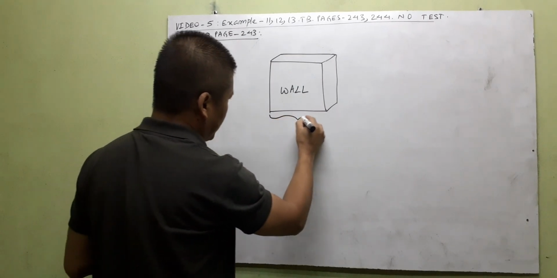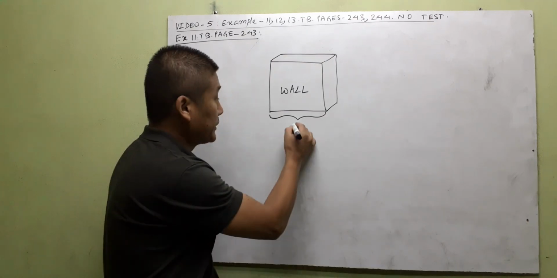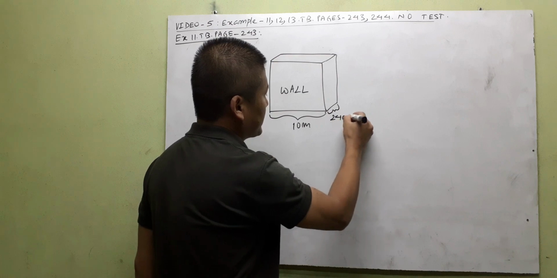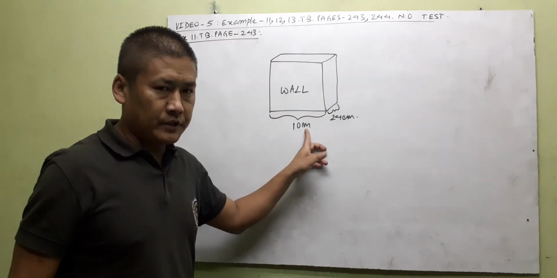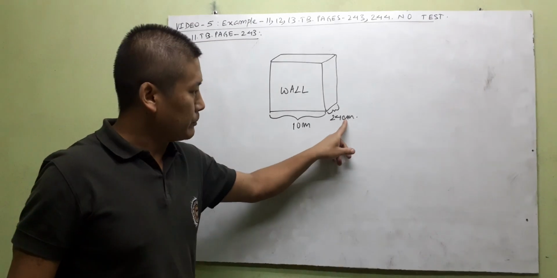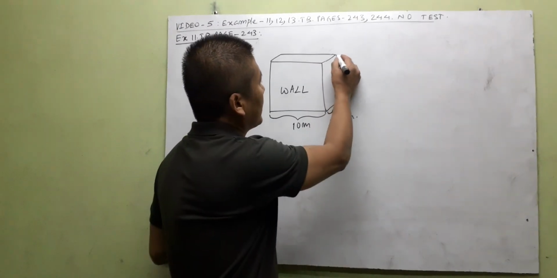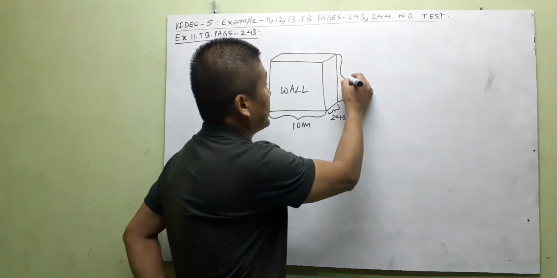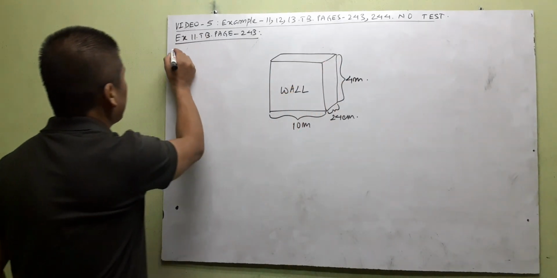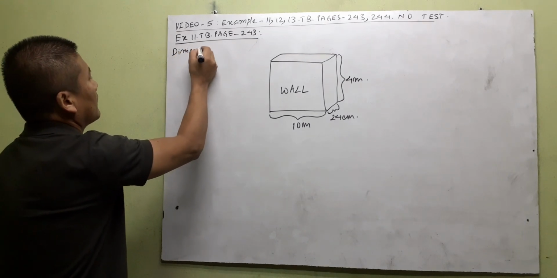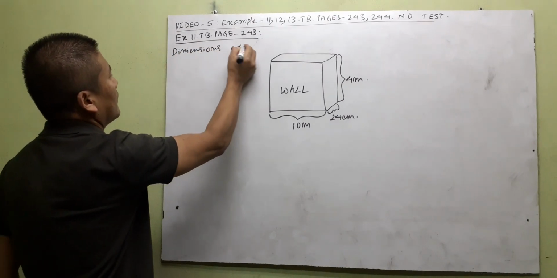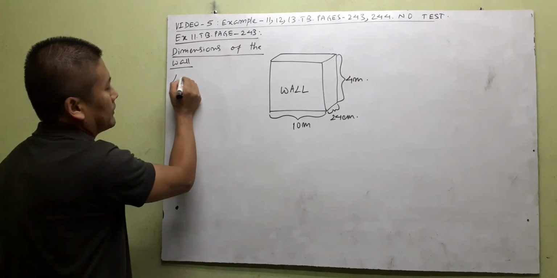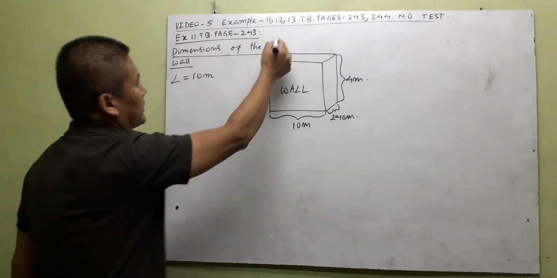And the length is very clearly given as 10 meter. And the thickness of the wall is given as 24 centimeter. Please notice that this is meter and this is centimeter, so we have to match the units, okay? And then the height of the wall is mentioned as 4 meter high. So let us write here dimensions of the wall. Here the length is very clearly mentioned, 10 meter.